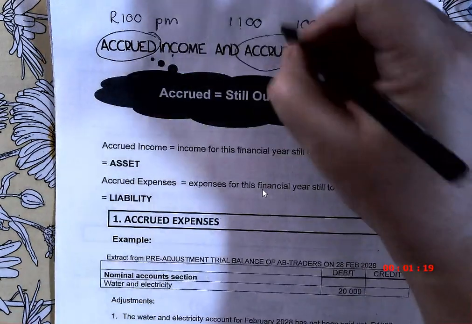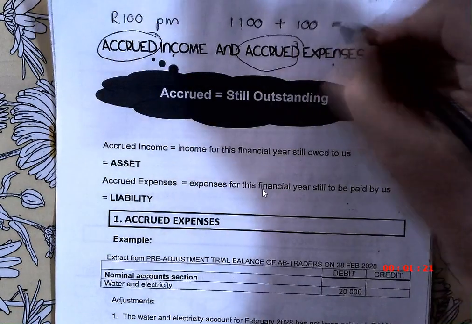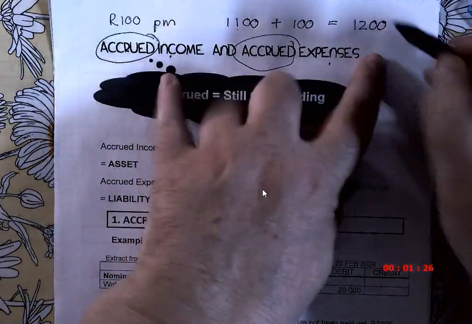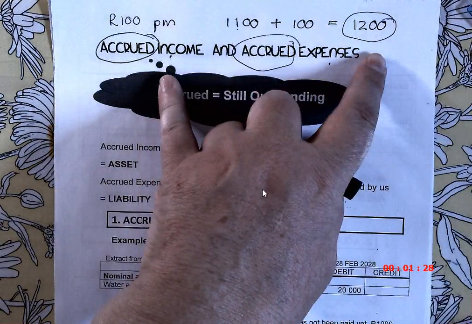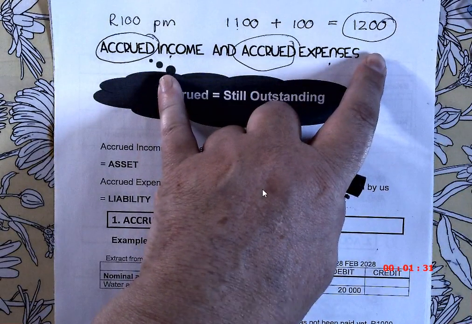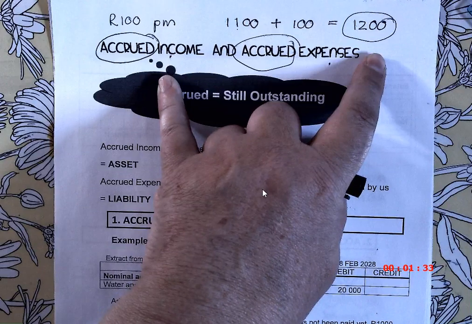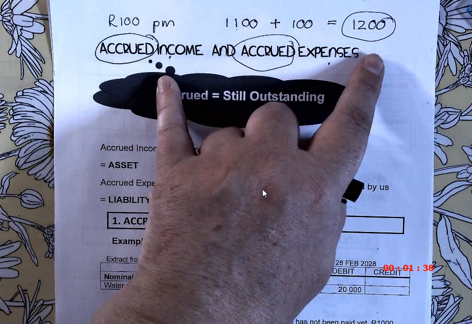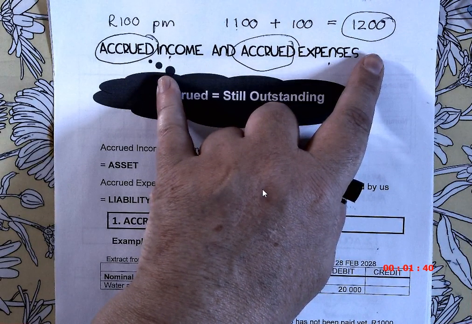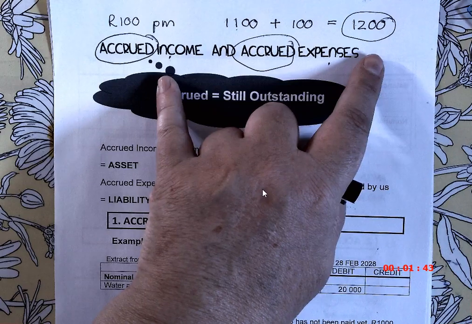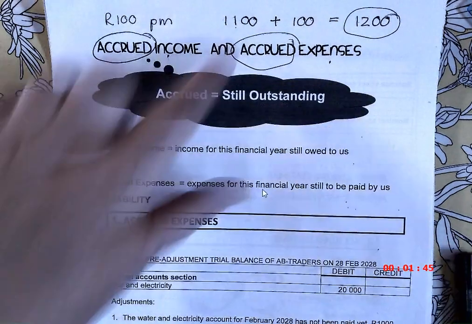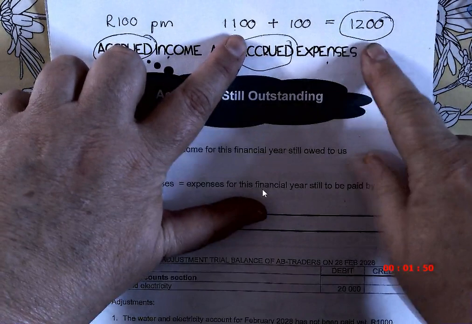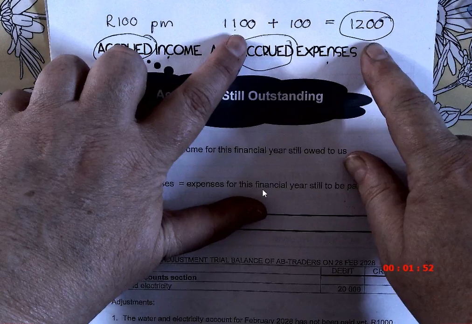But in my income statement, I want to see 1,200, because this is my income for the year. I've earned 1,200. You see that? Even though I didn't receive 1,200, I earned 1,200. So my cash is 1,100, but my income is 1,200. Can you see the difference?